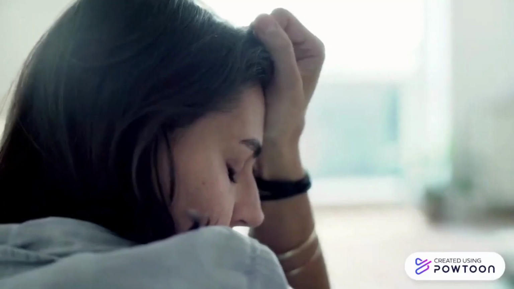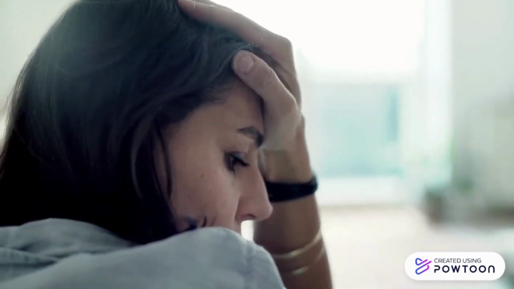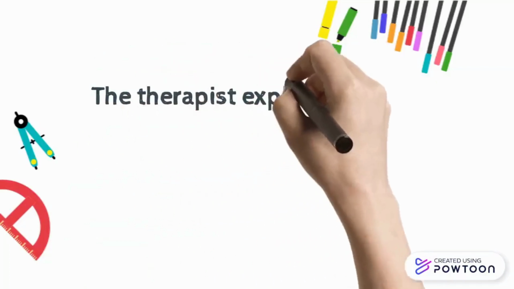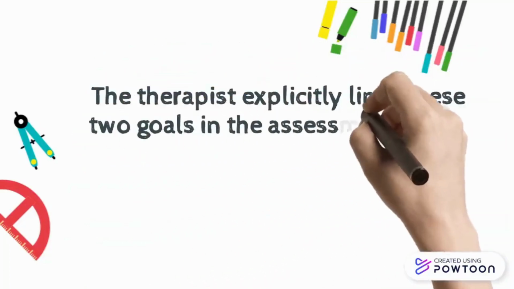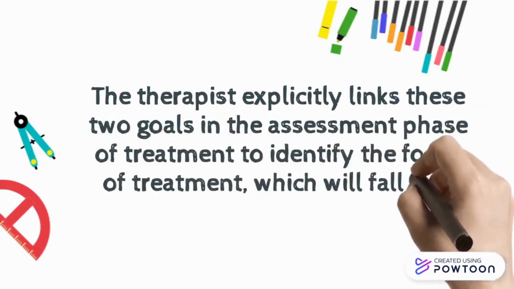The third key feature is goals. IPT is characterized by the dual aims of resolving an interpersonal issue and relieving the symptoms of a mood disorder. The therapist explicitly links these two goals in the assessment phase of treatment to identify the focus of treatment, which will fall into one of the four problem areas.